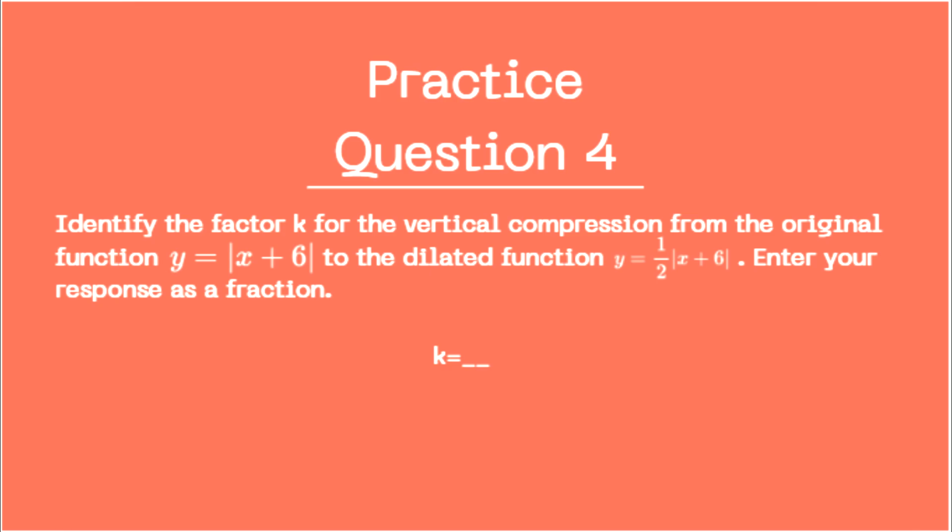Here's practice question number 4. Identify the factor k for the vertical compression from the original function y equals the absolute value of x plus 6 to the dilated function y equals 1/2 times the absolute value of x plus 6. Enter your response as a fraction. Speed round. What's the difference between these two? 1/2, so your answer is 1/2.